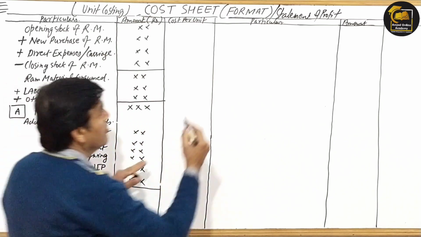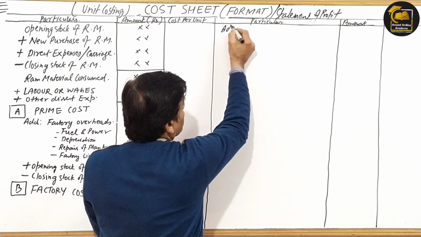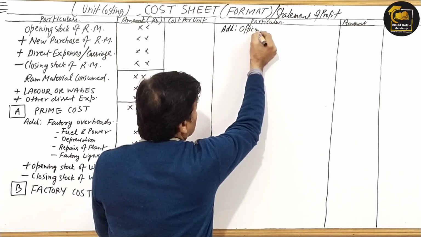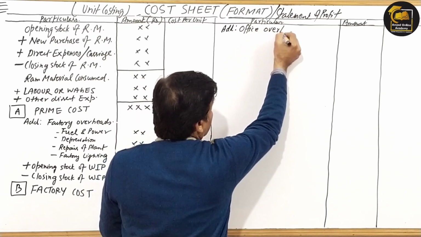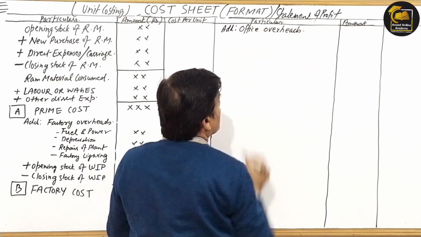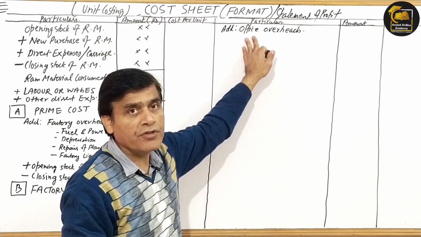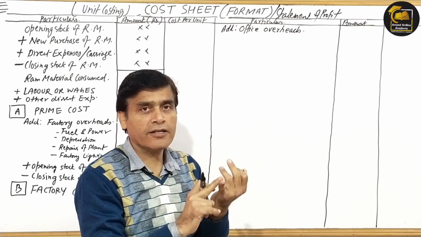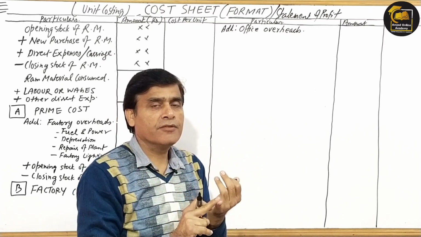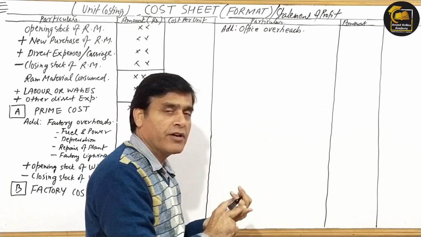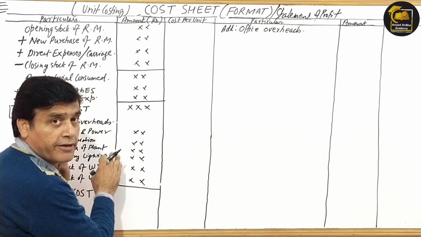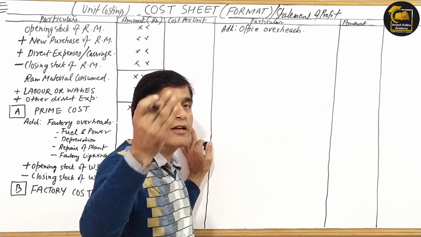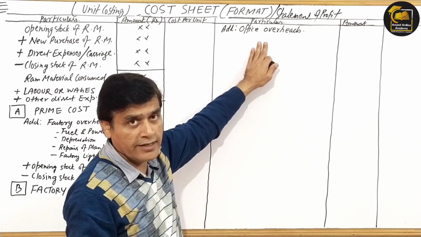After the factory cost, what you have to do here, add office overheads. Now you have to write office overheads. You have to add here. Now it is a time. Look, you have considered all the direct expenses which are incurring in the factory. Now you have considered all the indirect expenses related to the factory. Now it is time to consider all those expenses which are incurring in the office. They are known as the office overheads.